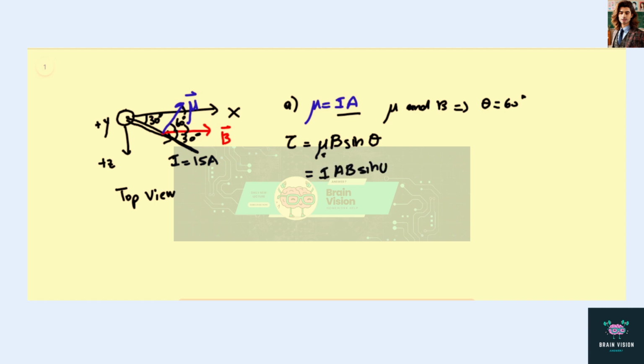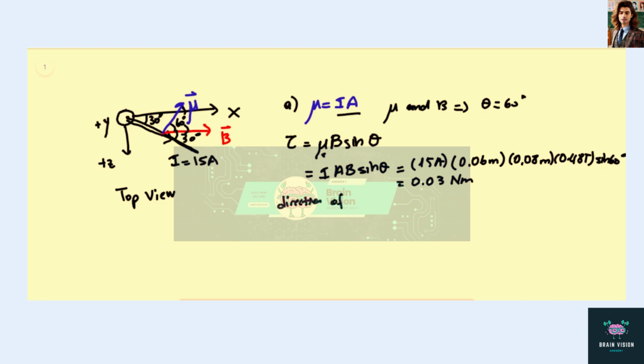I A B sine theta, then I is 15 amps, area is 0.06, again, I'm writing this in terms of meters, 0.08 meters times 0.48 Tesla, and sine of 60 degrees. So when we plug everything in, what we find is 0.03 Newton meters for torque. So this is the magnitude. Let's look at the direction now.